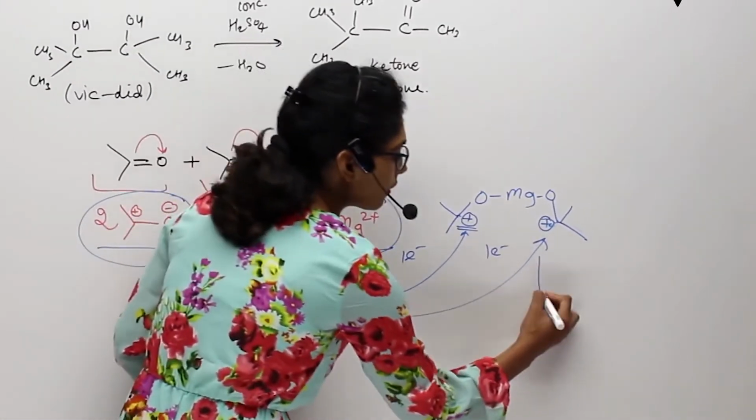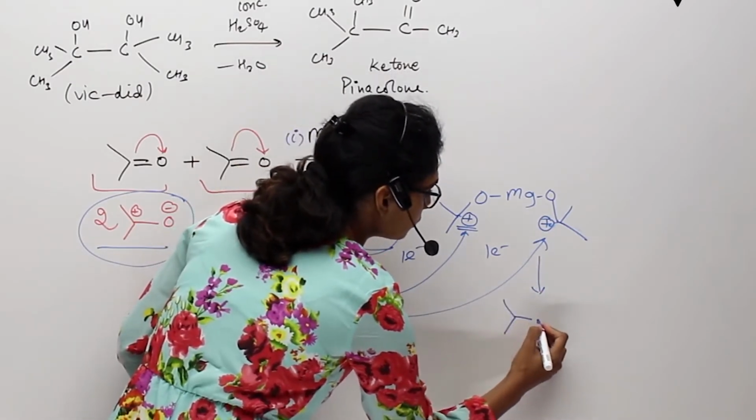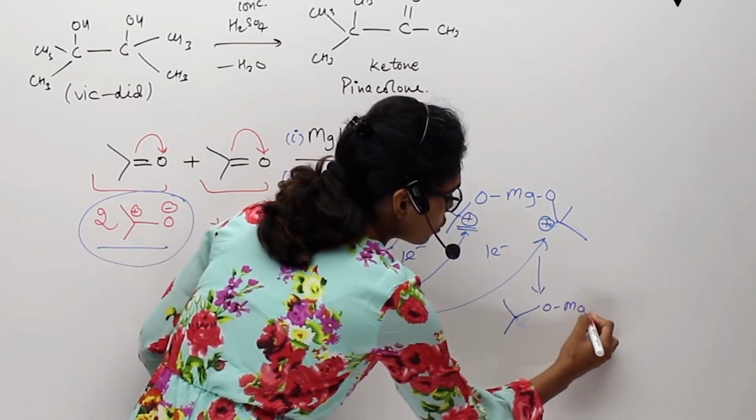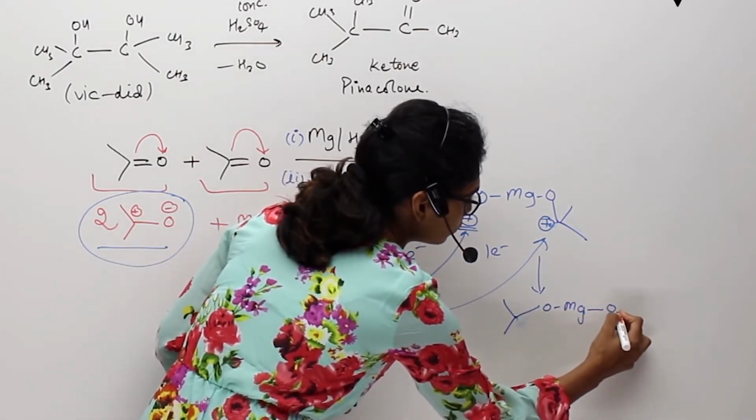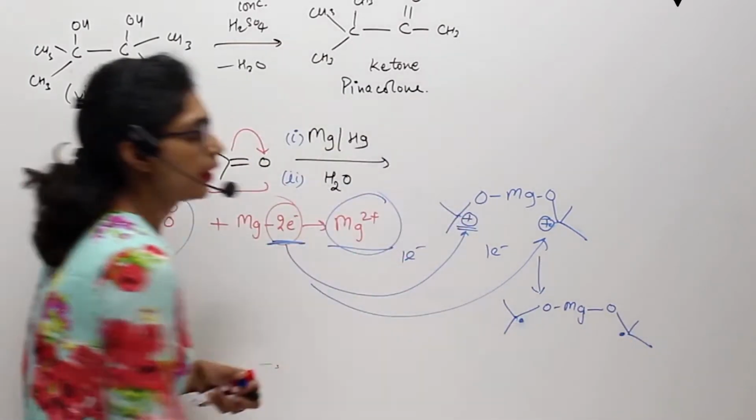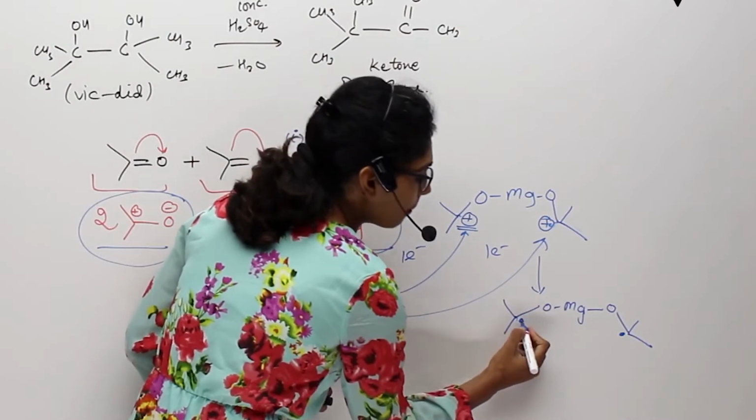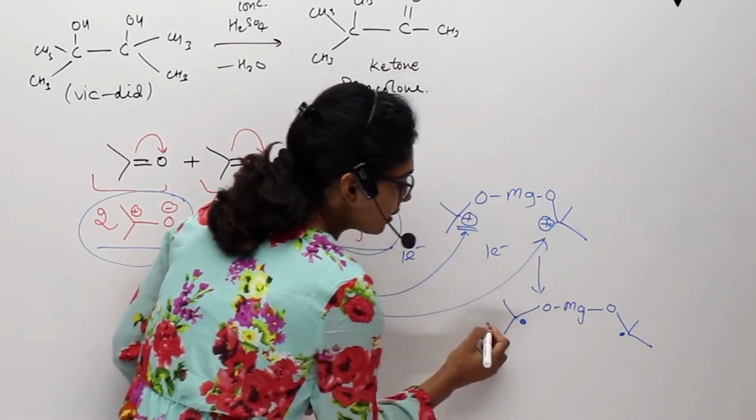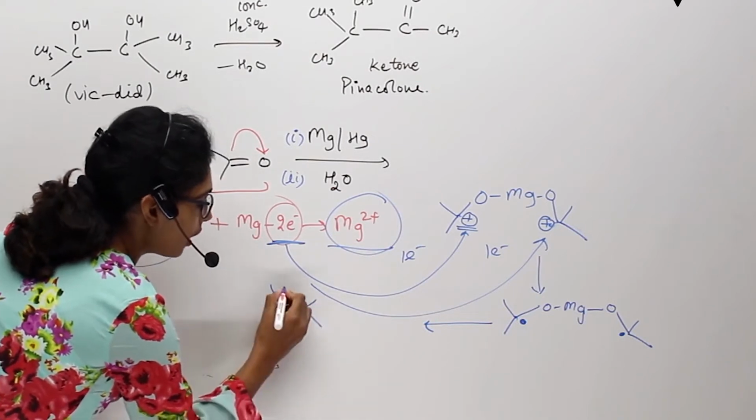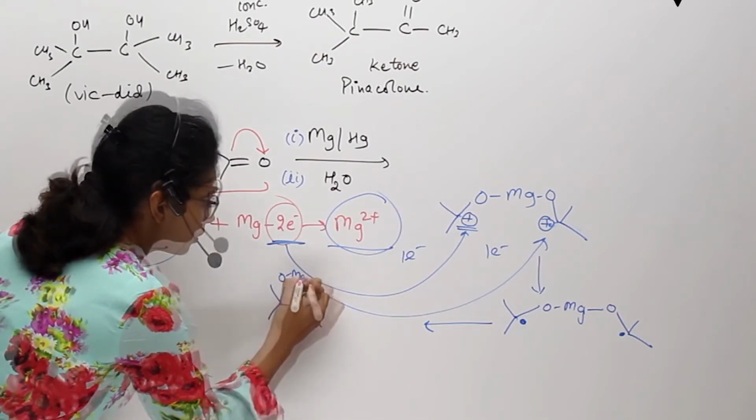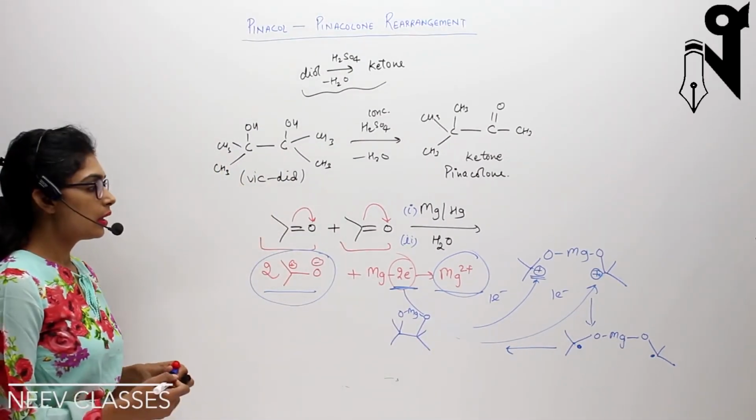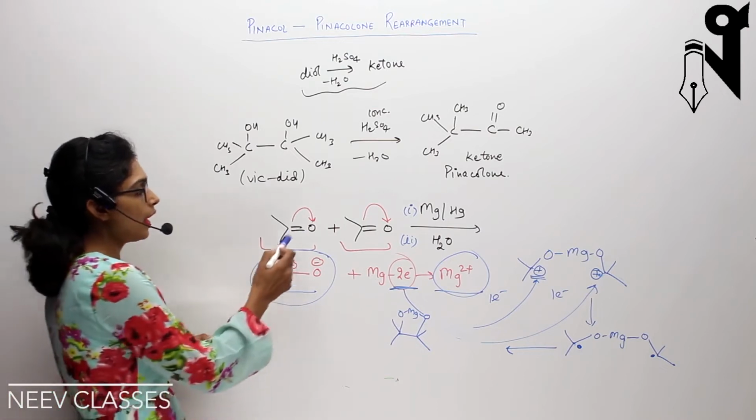So this will get converted into OMgO, with a radical over here and a radical over here. These two radicals will combine and form a bond, forming this. Okay.